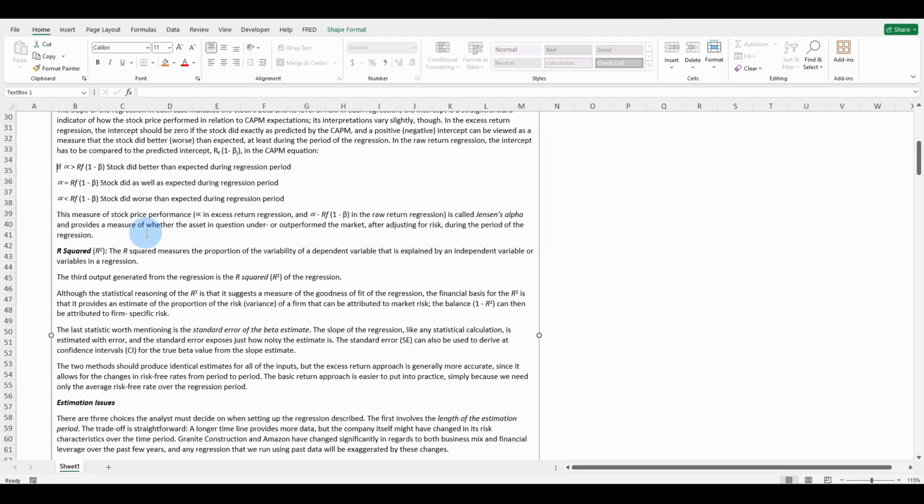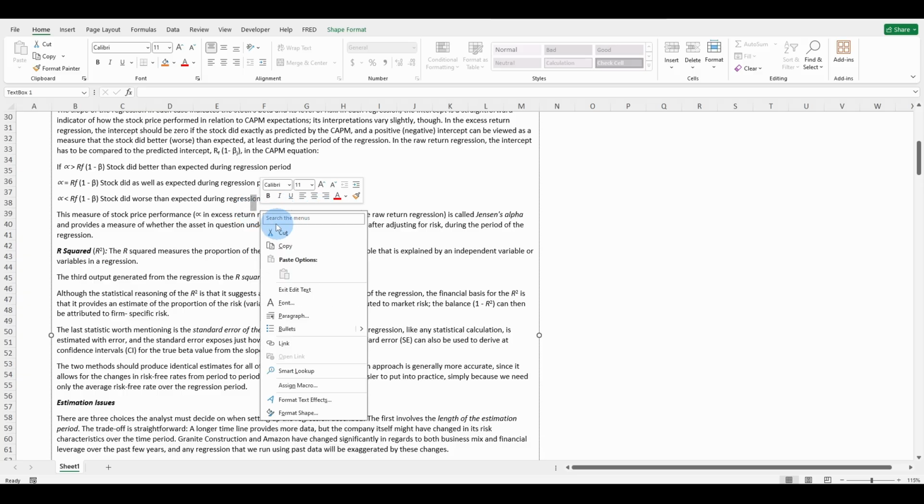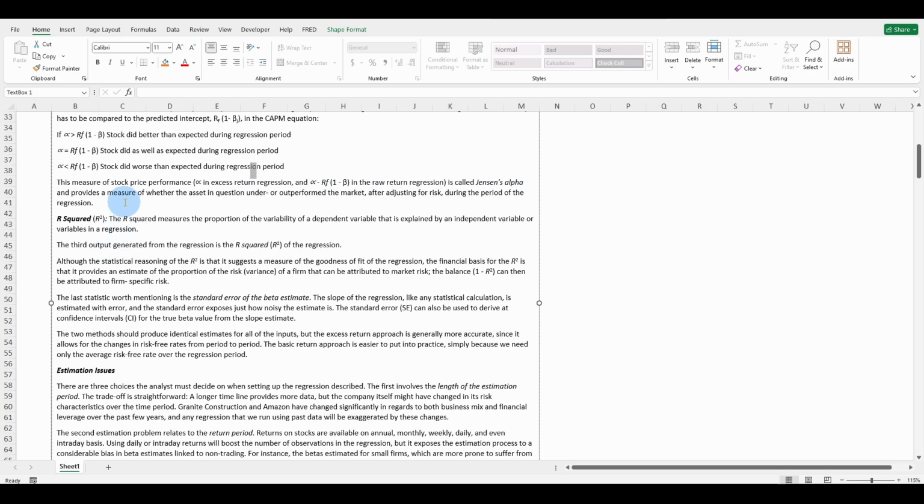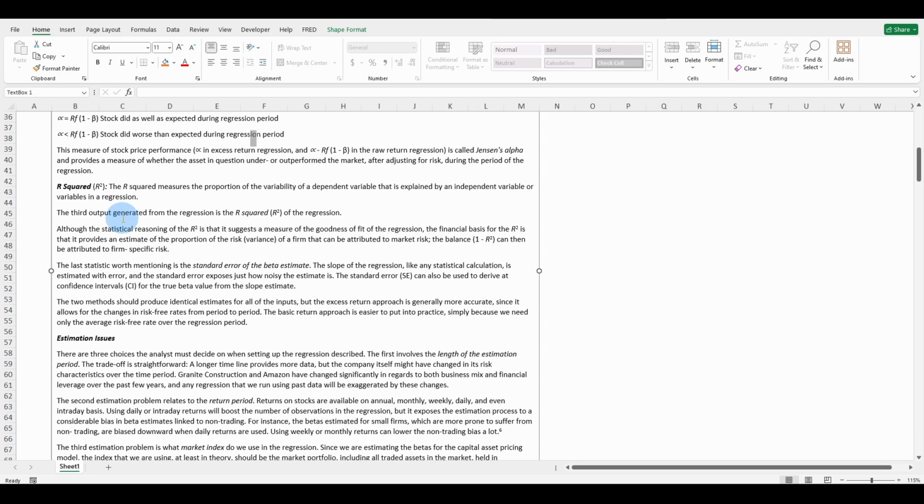This measure of stock performance, alpha, in the excess return regression, is called Jensen's alpha and provides a measure of whether the asset in question under- or outperformed the market after adjusting for risk during the period of the regression. R squared measures the proportion of the variability of a dependent variable that is explained by an independent variable or variables in a regression.